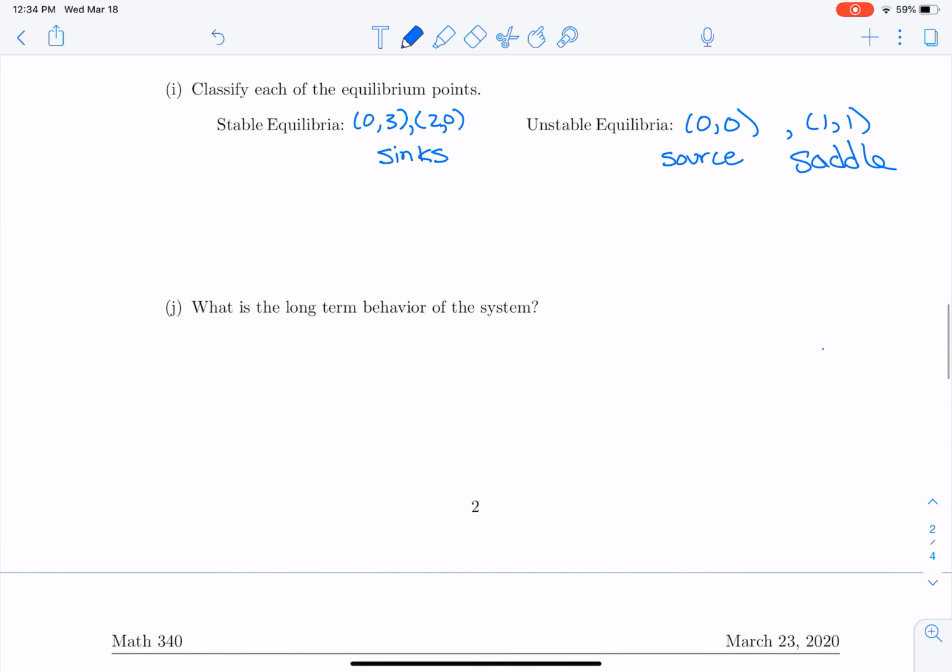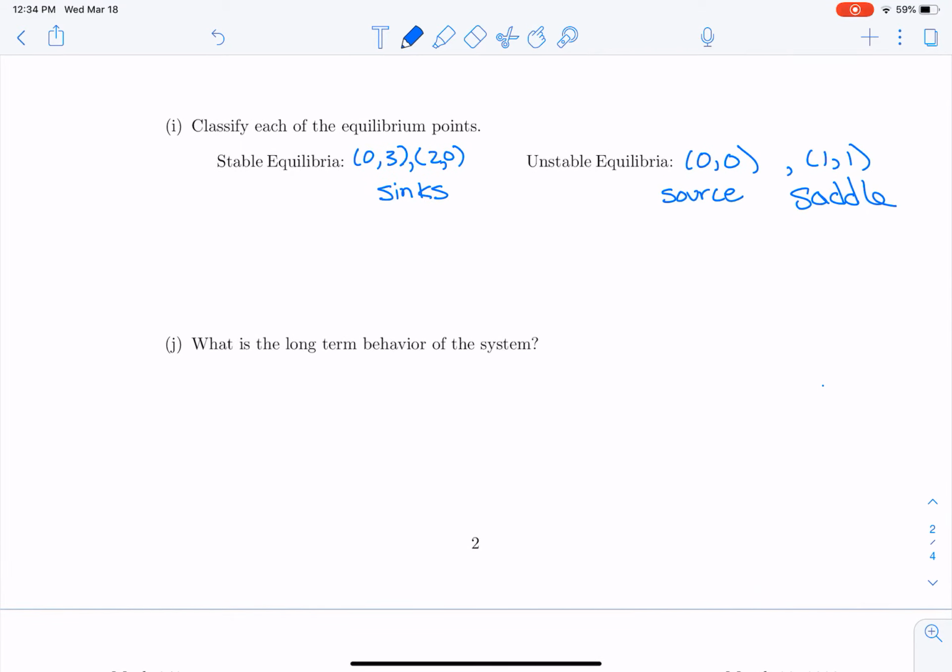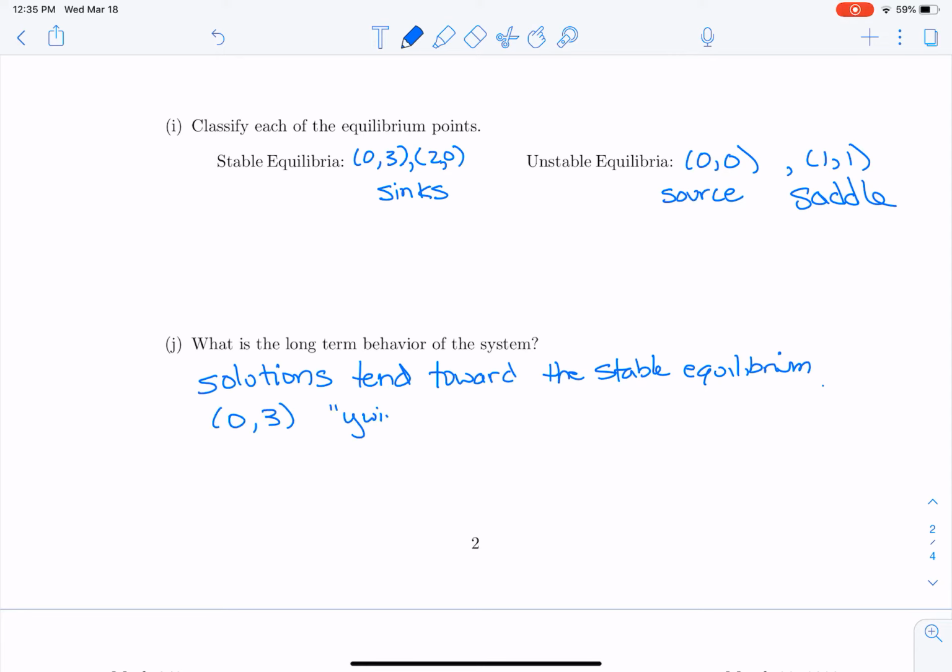So the question is, what is the long-term behavior of this system? Well, solutions in the long term are going to tend toward one of two equilibria, either the stable equilibrium (0, 3), in which case we say that y wins, or the stable equilibrium (2, 0), in which case we see that x wins.